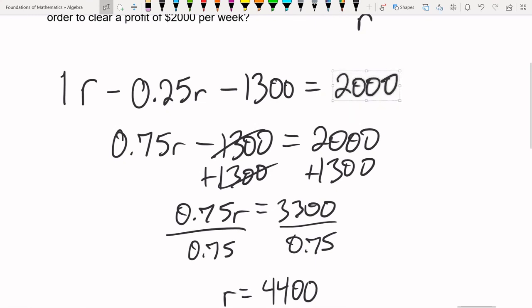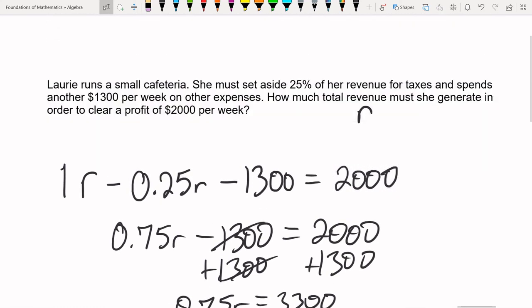If she takes in a revenue of $4,400, then she will make as profit... Profit is really just revenue minus costs. With the cost of 25% going to taxes and $1,300 going to expenses, she'll make a profit of $2,000, and that's going to be per week. So it's pretty nice.